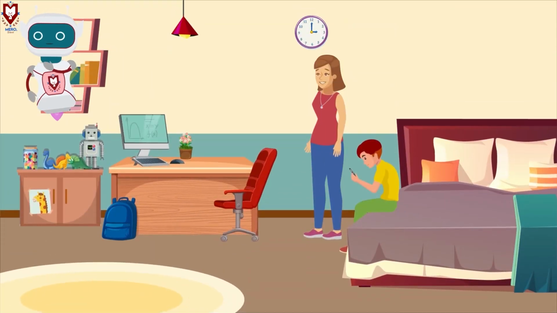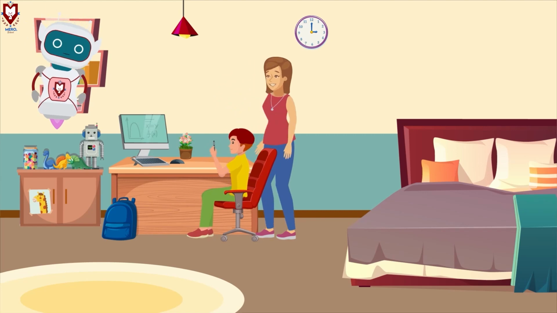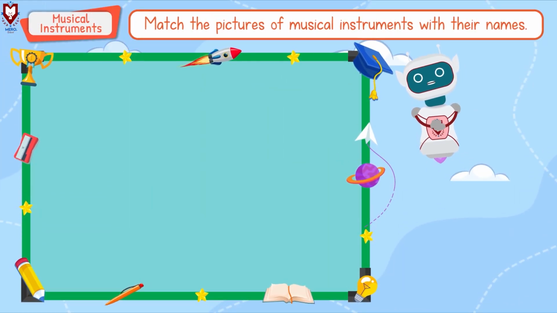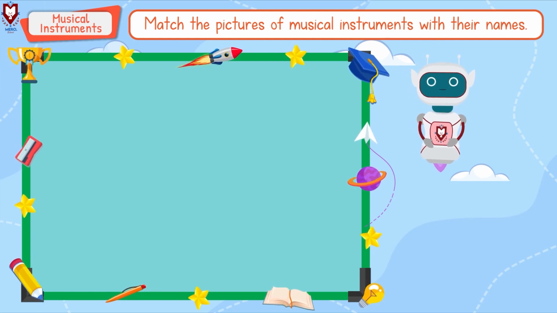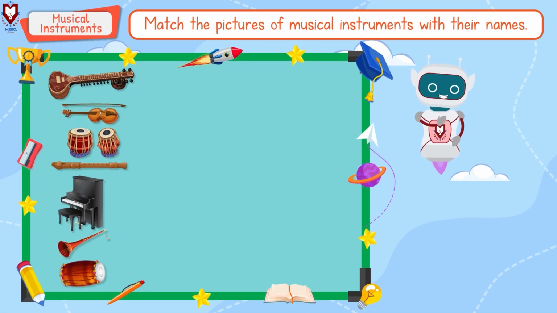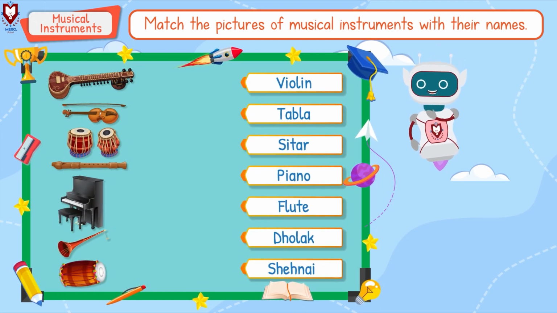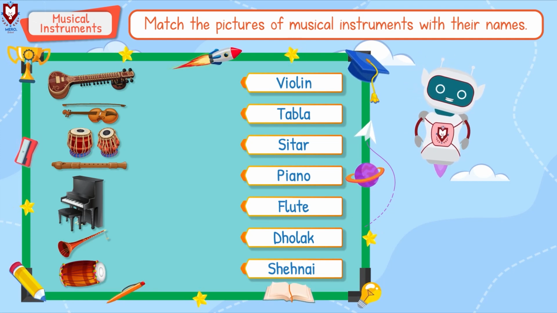But before that, I want you to sit in a good posture with your back straight. Let's begin! Match the pictures of musical instruments with their names. Here we are given 7 different pictures of musical instruments and their names. And we have to match the instrument with its name. Let's have a look at the first picture.